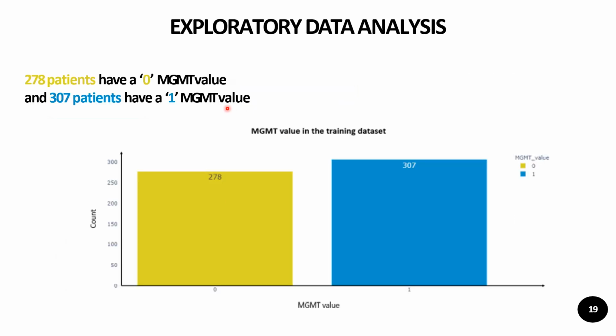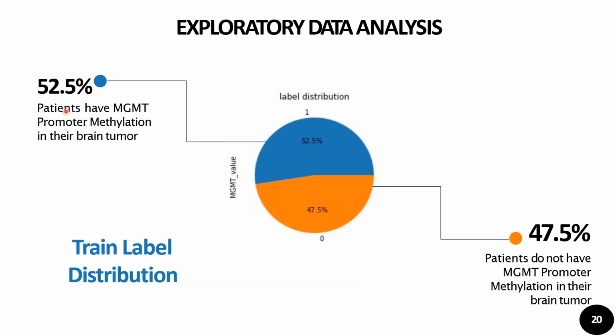So from the exploratory data analysis, we found that about 278 patients have the 0 MGMT value, and 307 patients have a value of 1 for the MGMT value. So it is about 52.5% of the patients have the MGMT promoter methylation in their brain tumor. So this is the biomarker for the brain tumor. And another 47.5% of the patients do not have the MGMT promoter methylation in their brain tumor.